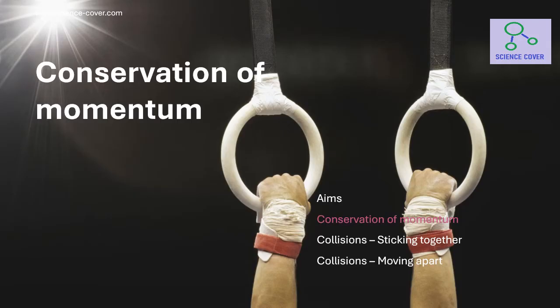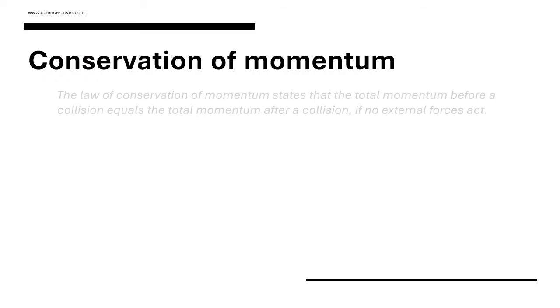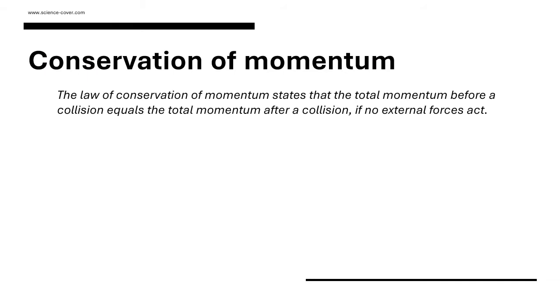Now let's look at the conservation of momentum. The law of conservation of momentum states that the total momentum before a collision should be equal to the total momentum after a collision if no external forces have acted.